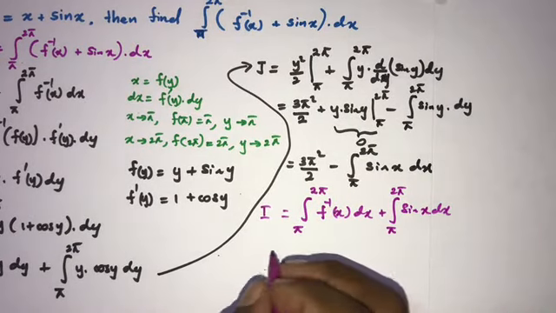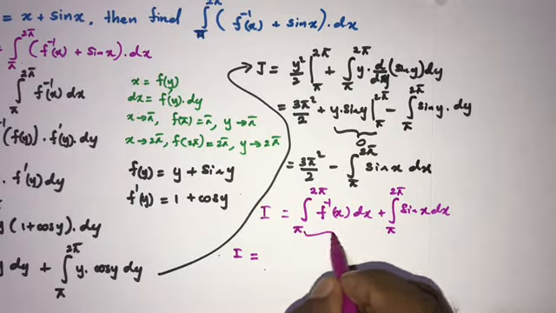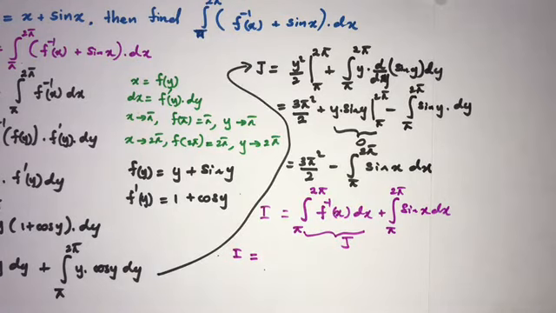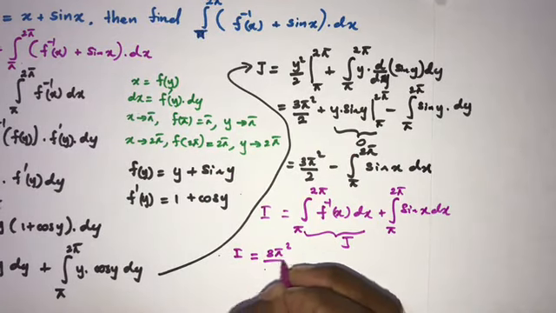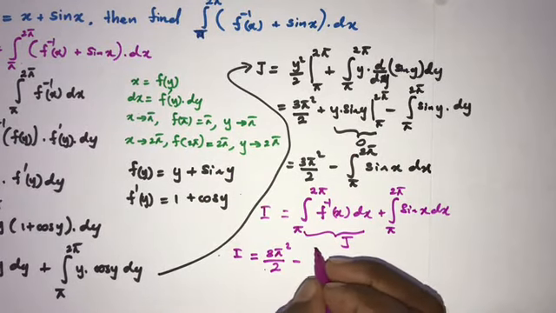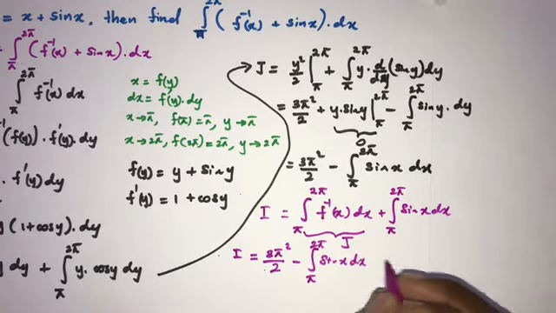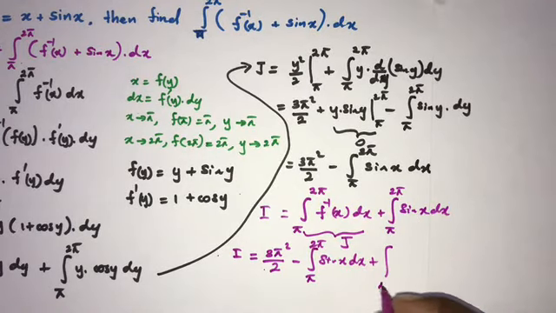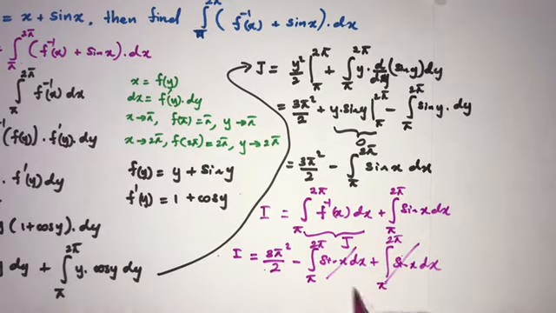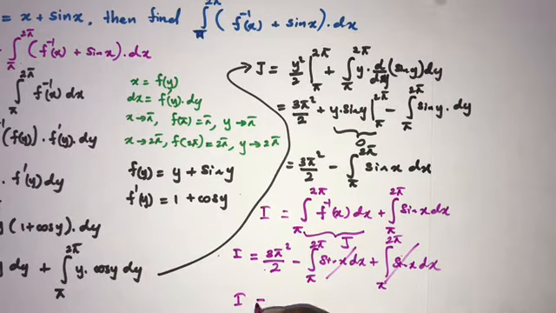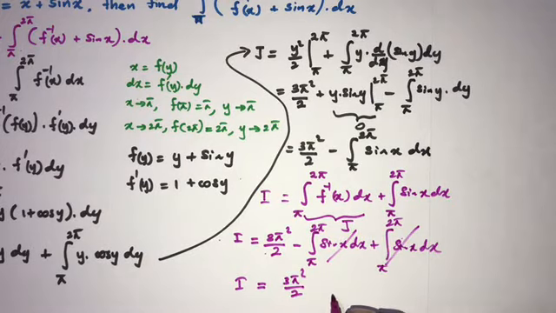Then we know our integral J, so I is equal to 3 times pi square over 2 minus the integral from pi to 2 pi of sine of x dx plus the integral from pi to 2 pi of sine of x dx, and this term gets cancelled. So I is equal to 3 times pi square over 2. Okay, this is the answer.